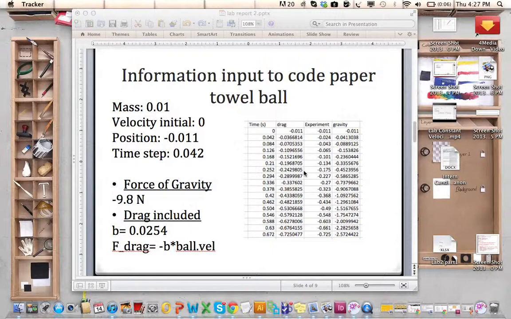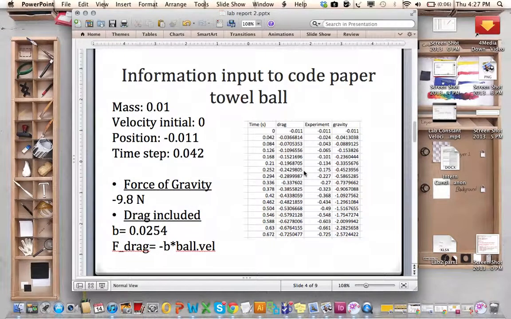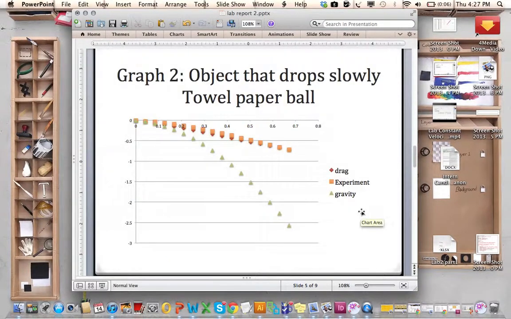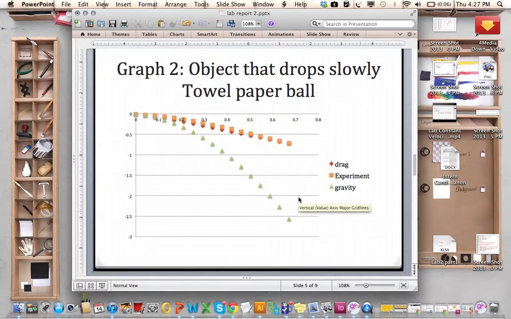We now brought this to our graph number 2, which is the object that drops slowly, and we find again that the model with the drag and our experiment are very closely related, while gravity in this case is a lot off, because the force of drag in this case is a lot bigger and makes a very big difference.